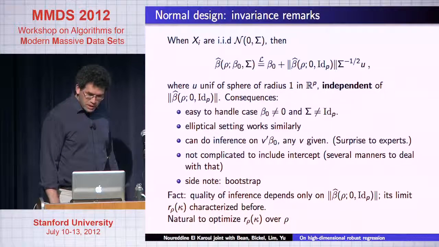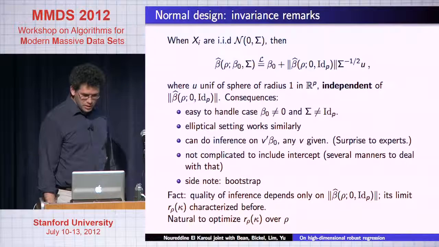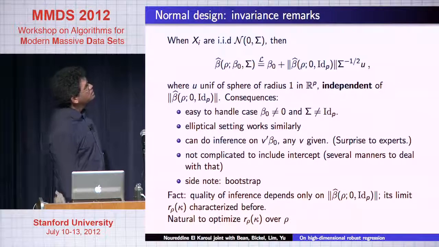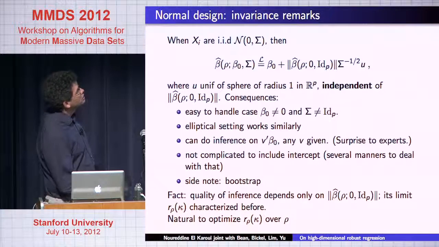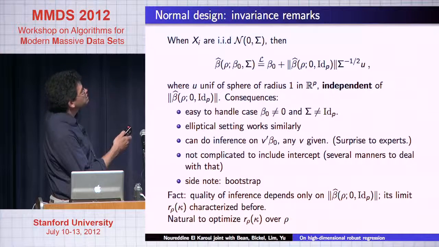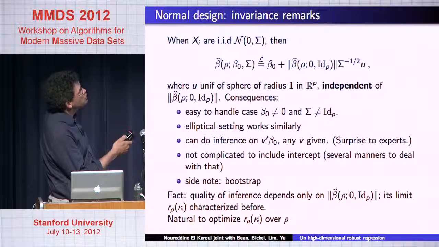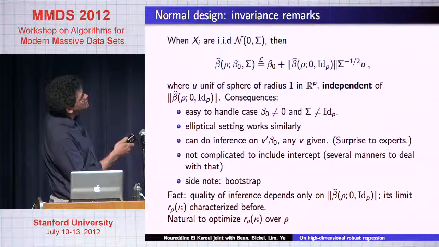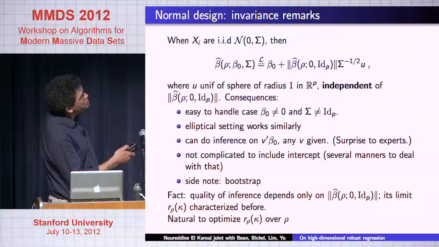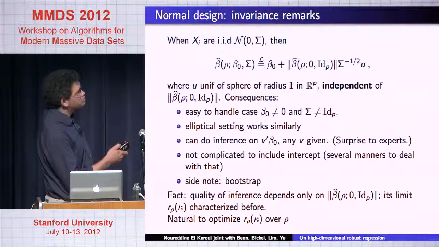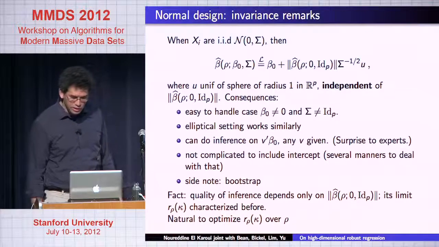Okay, let me say a little bit about inference issues. Basically, when the x_i's are IID normal 0, Sigma, then we have a very nice and completely elementary stochastic representation for beta hat. It tells us that beta hat, if the true beta is beta_0 and I have covariance Sigma, is the truth, plus something where I solve the problem for beta_0 equals 0 and the covariance is identity, times Sigma to the minus a half times a uniform on the sphere of radius 1 in R^p. And what's very important is that this random variable is independent of this one.